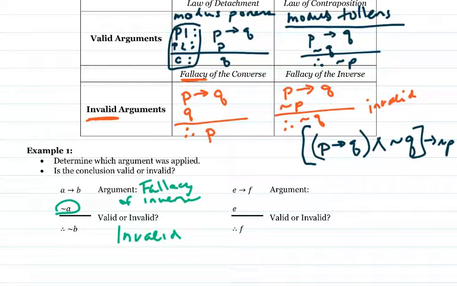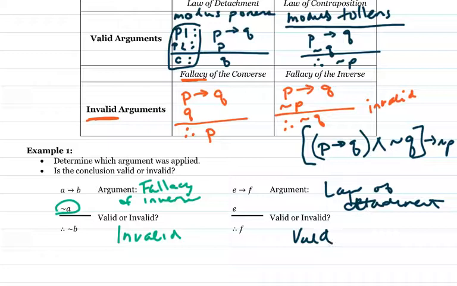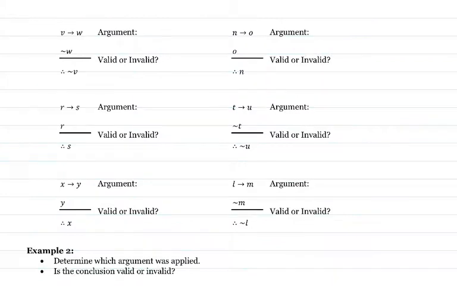Okay. The next one, if E then F is our first premise, we have E given to us as our second premise. We have the conclusion F. This is our law of detachment. And we know that that gives us a valid argument. Now remember, we discussed that it might be valid and it also might not be a true statement when you read it, like in actual situations.